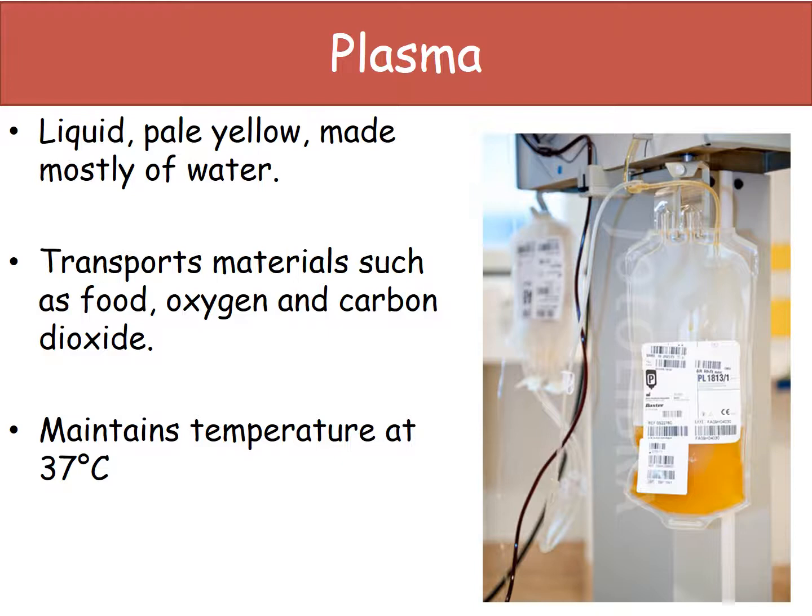This heat is produced by many different chemical reactions in our bodies. For this reason, plasma and our blood play a really important role in the maintaining of our body temperature, which we know is 37 degrees.